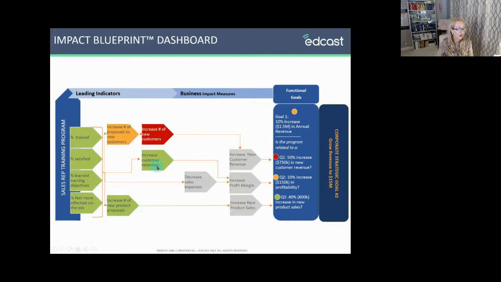But hey, we're doing a great job on customer retention and the increase in new product proposals. So directionally, we're looking good. I'd say by the next time we measure this, we should be hitting our business impact measures.